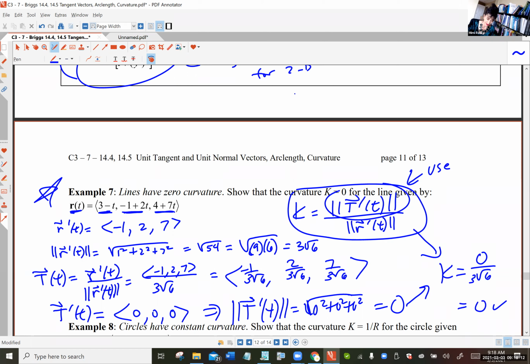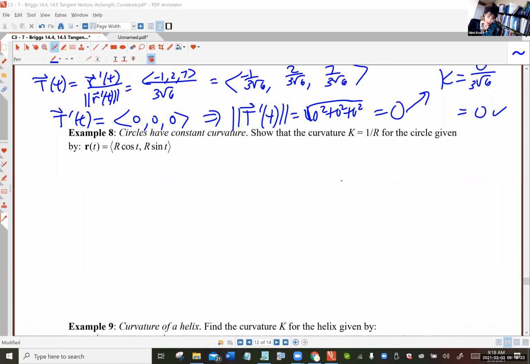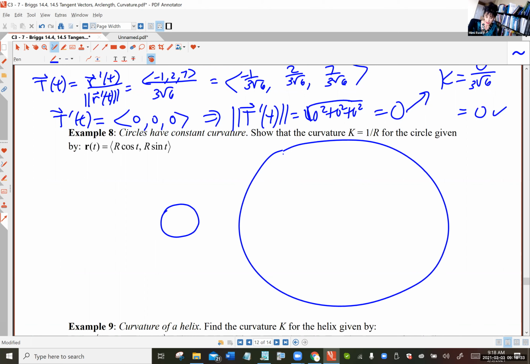Now let's talk about circles and how curvy circles are. Before I do this problem, I want to put 2 circles up here. So here's a tiny circle. And here's a big circle. I know those are sad looking circles, but try to use your imagination. Now this circle has a tiny radius, and this circle has a much larger radius. So we'll call that R1, and this is R2.